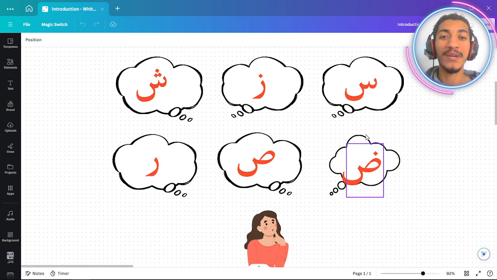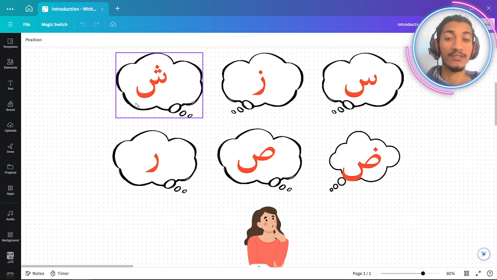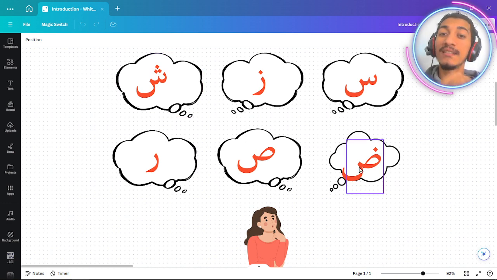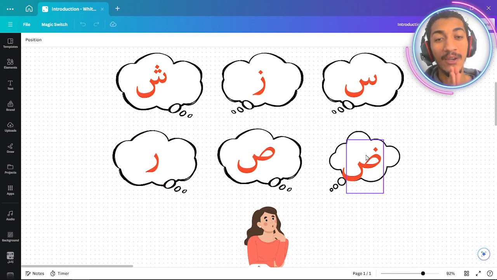Here we have our quick quiz. I'll point to the letter and you mention its name to know if you memorized them well. The first one is seen. That's right. Zay. Perfect. And this is sheen. Good job. Dod. Yes, that's right. Sod. Perfect. Ra. And those are the letters that we did today.